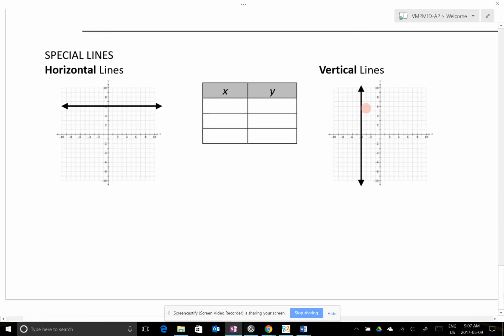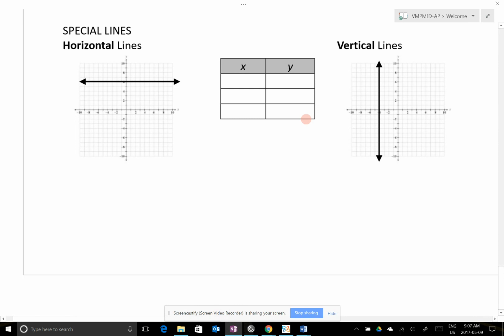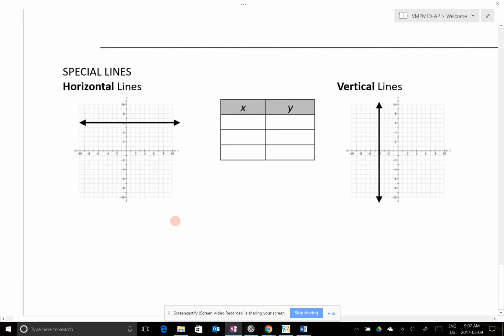All right, so some special lines before we end this lesson. What's happening here? No matter what x value you have, at negative 3, at 0, or at positive 3, you have the same y value of 6. Oh, y equals 6. No matter what x value you pick, y equals 6. So y equals 6 is my equation.